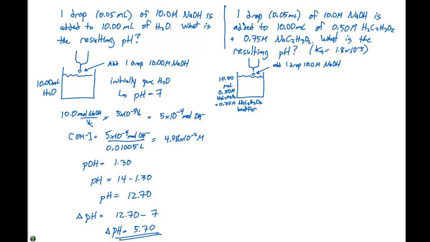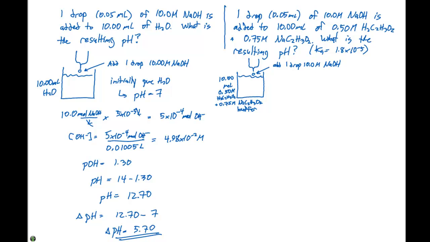Okay, so now on the flip side, we're going to take this one drop of 10 molar sodium hydroxide, and we're going to add that to 10.00 milliliters of a 0.50 molar acetic acid plus 0.75 molar sodium acetate solution. So what is our resulting pH?